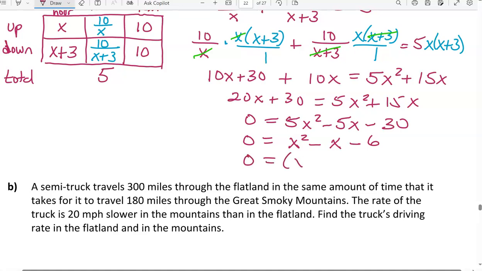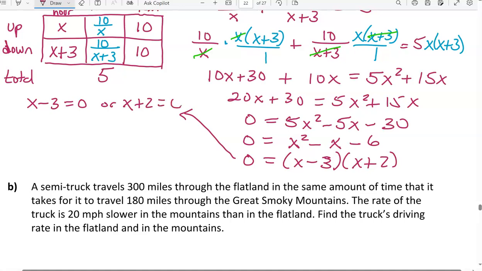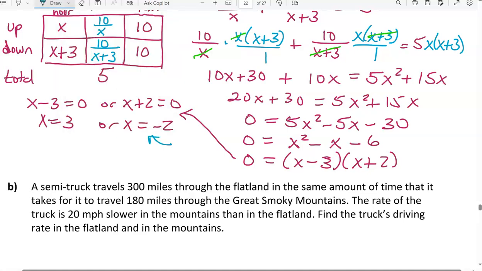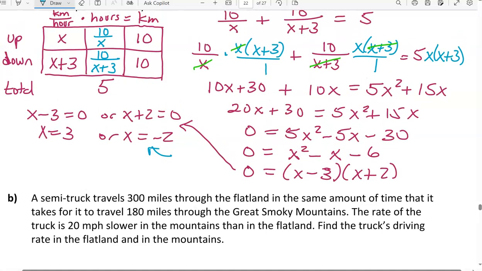Now we can factor. That factors into x minus 3 times x plus 2. We continue that over here. Either x minus 3 is equal to 0 or x plus 2 is equal to 0. That gives us solutions of x equals 3 or x equals negative 2. Negative 2 does not make sense because that would be a negative rate.